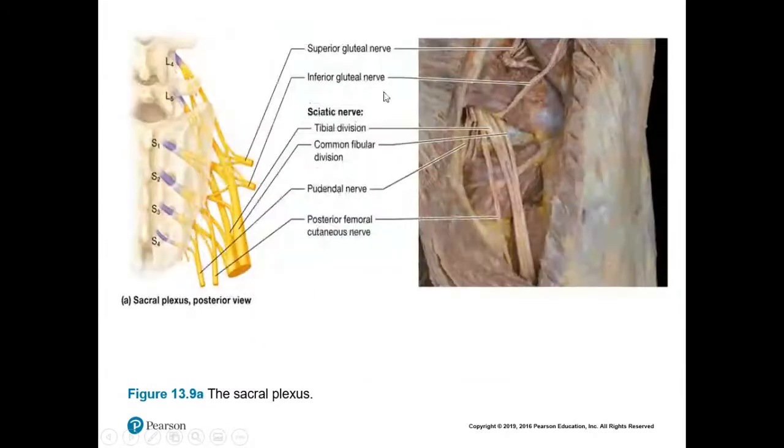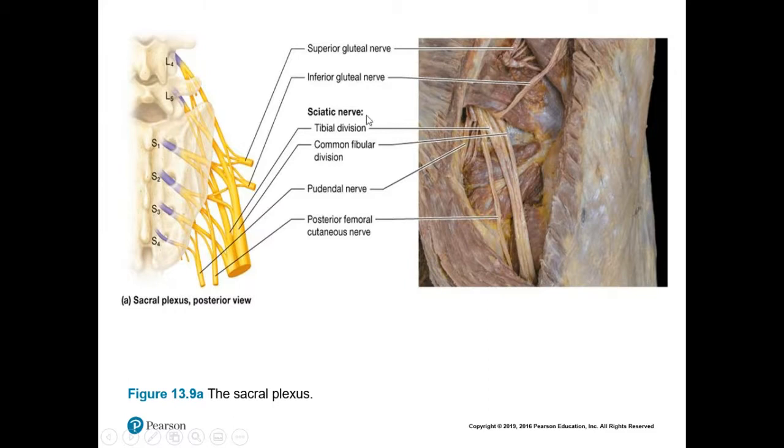Okay, so then we have the sacral plexus. Sacral plexus runs from L4 all the way down to S4. So L4 down to S4. Okay, so a few major divisions here. First we have the superior gluteal nerve, which, as the name implies, controls the buttocks. That's the contraction of the gluteal muscles that give rise to the buttocks. And then we have the inferior gluteal nerve. So these are deeper buttocks and pelvic muscles that are controlled by this nerve.